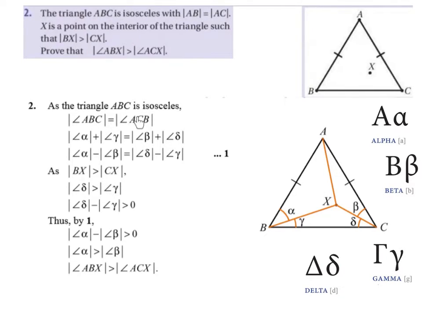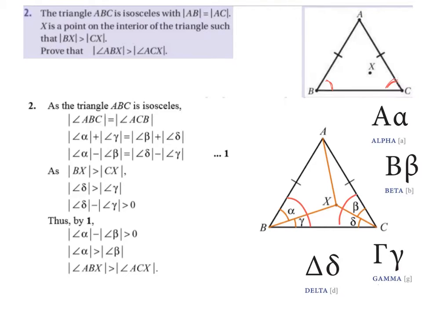As the triangle ABC is isosceles, so two equal sides, two equal angles, the angle ABC is equal to the angle ACB. So ABC, this angle here, is equal to the angle ACB, this angle here. If we have a look at our second sketch, angle ABC is equal to angle ACB.